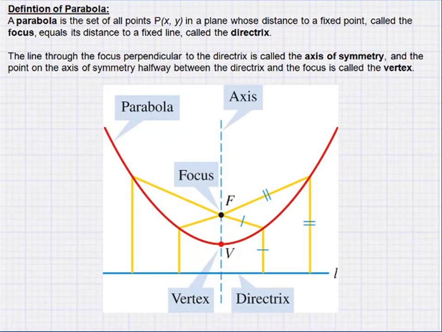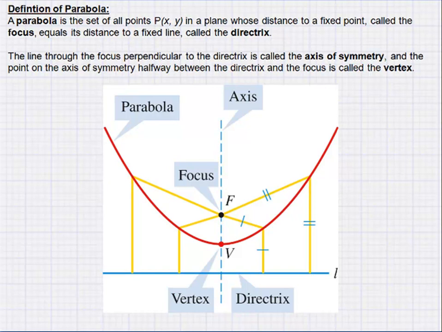So let's look at the definition of a parabola. Everybody should be familiar with what a parabola is and what it looks like. But what we need to do is look at this definition in a little bit more detail, and that's what's going to happen here. I think most people know what a circle, an ellipse, a parabola, and a hyperbola are, but we're going to look at them in a little bit more detail, in ways maybe you're not familiar with.